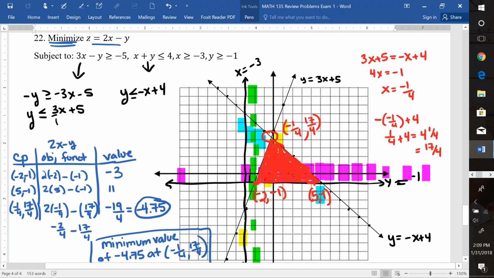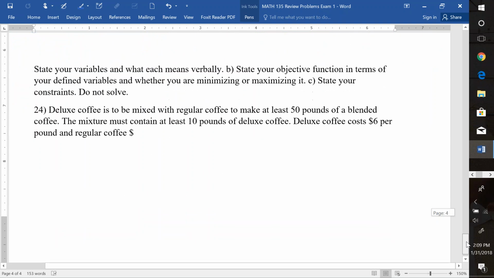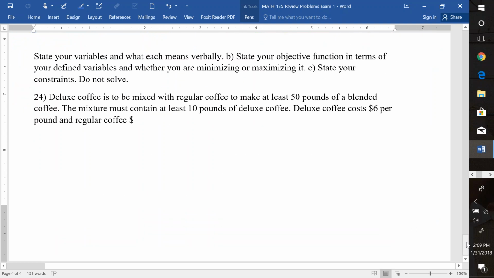Okay, so we're almost at the end of the video. I know this has been very long. The last one that I picked was setting up just the objective function and the constraints. You don't have to solve anything, you just have to write it out. It looks just like the one we had on our quiz. So remember, A part is your variables, you have to define them. B part is your objective function, and you have to tell me if it's max or min. And C part is your constraints.